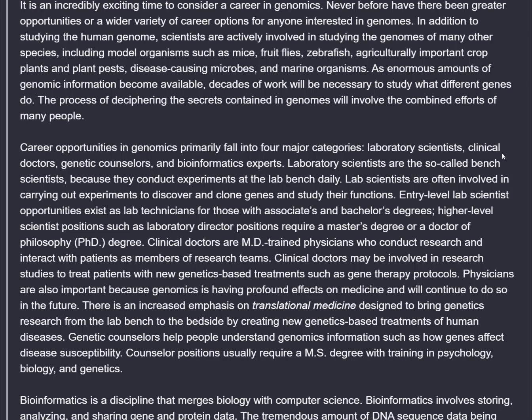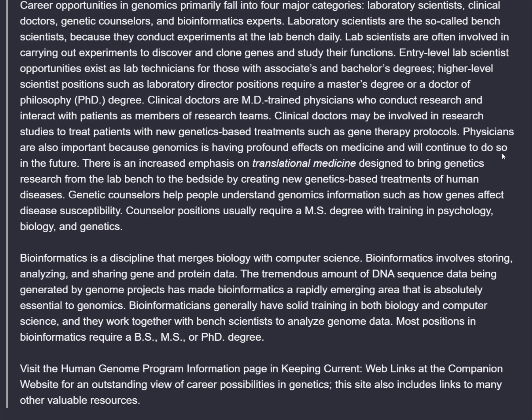As enormous amounts of genomic information become available, decades of work will be necessary to study what different genes do. The process of deciphering the secrets contained in genomes will involve the combined efforts of many people. Career opportunities in genomics primarily fall into four major categories: laboratory scientists, clinical doctors, genetic counselors, and bioinformatics experts.